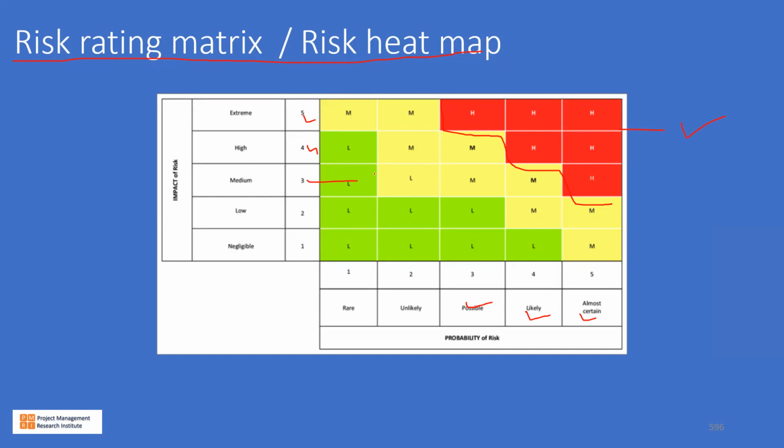Then you have this yellow band of risk. That is okay. That must be under observation. And then we have this green color here. Probability is low, and the impact also can be low. So for the time being, we can ignore them.